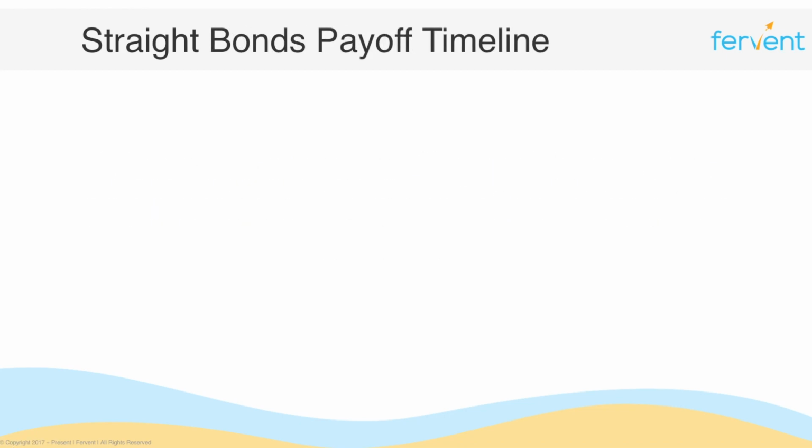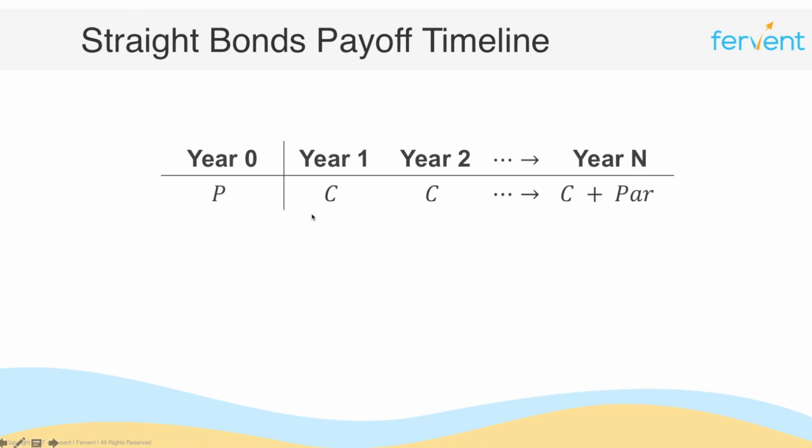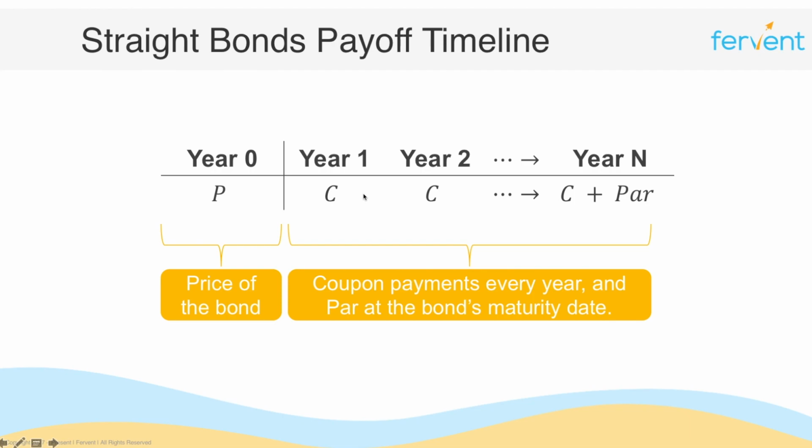If we think about the timeline for a straight bond, at year 0, you would pay a price P to buy this bond, and every year thereafter, up until year N, you're going to get these coupons, or C, every year consistently up until maturity, and at maturity, at the year N, you'll also get this par value. So you've got the price P that you pay at year 0, and of course you can buy the bond any other time as well, and you would just pay the price to buy it. And once you've bought it, you become entitled to the payoffs from the bond. So you'll earn these coupon payments every year or every period, and you'll also earn the par value at the bond's maturity date.